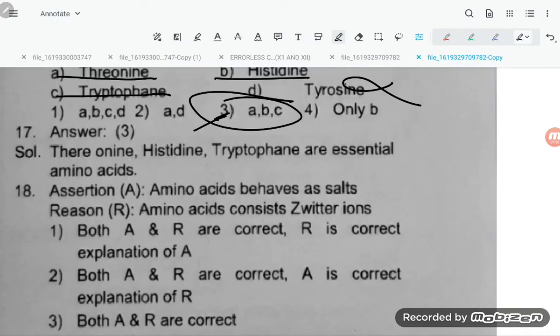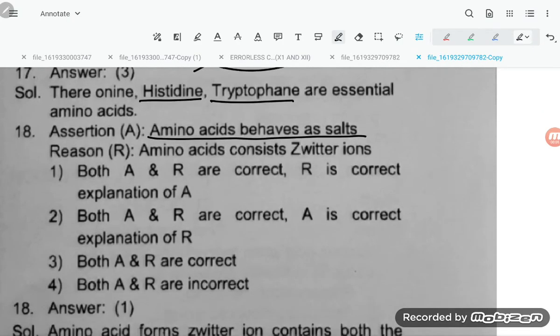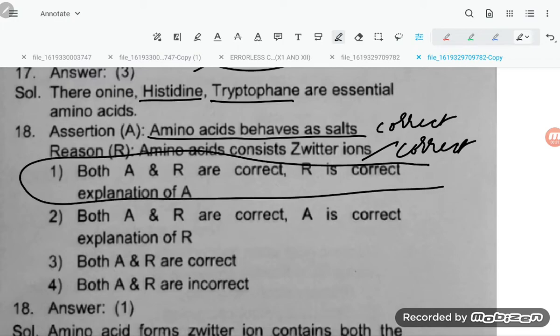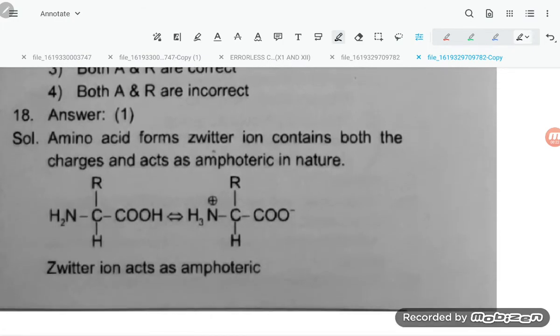Histidine and tryptophan are essential amino acids. Now the assertion: amino acids behave as a salt. Amino acids contain a zwitterion, so this is correct. Amino acids behave as a salt, that is also correct. Both A and R are correct, and R is the correct explanation of A. That is, option A is correct.